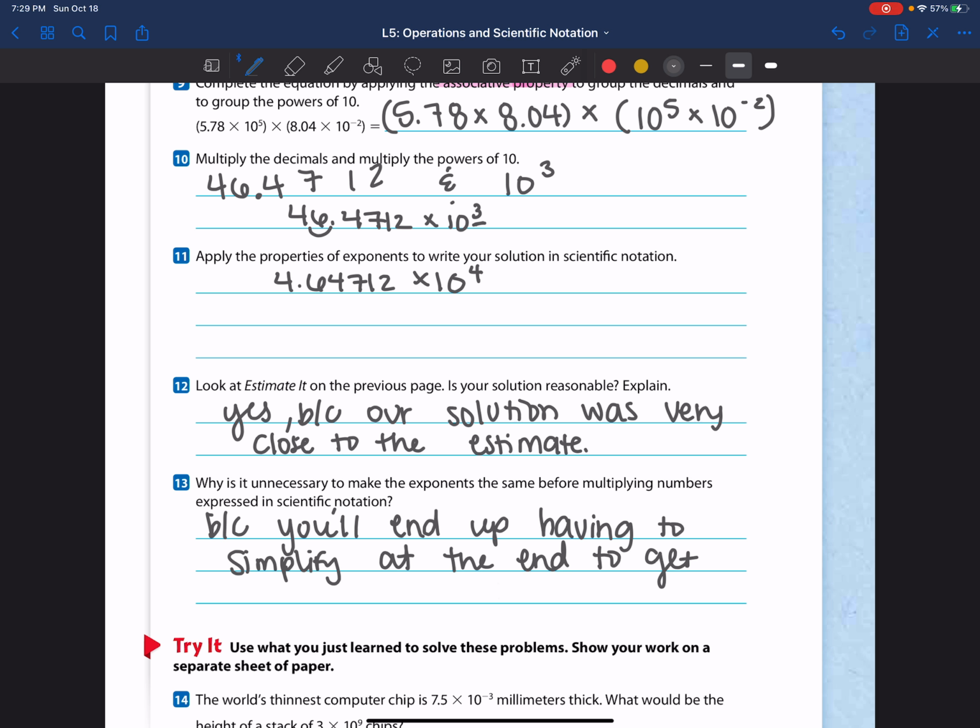To get your product back to scientific notation.